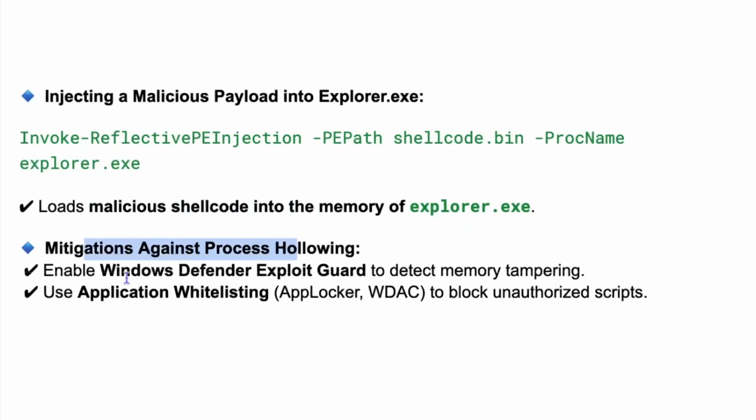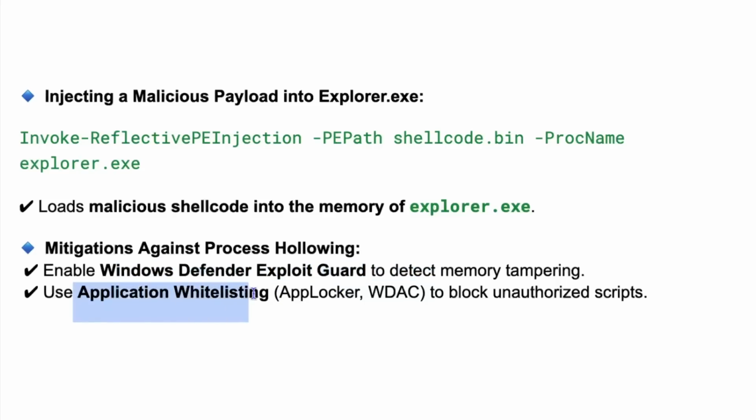The mitigations against process hollowing would be to enable Windows Defender Exploit Guard to detect memory tampering. If anybody tries to tamper with the memory of a legitimate process, Windows Defender Exploit Guard will set off alerts, and maybe will even stop the task from executing. It'll stop it in its tracks before the admin or security analyst is even notified.